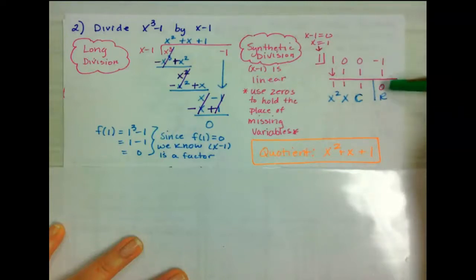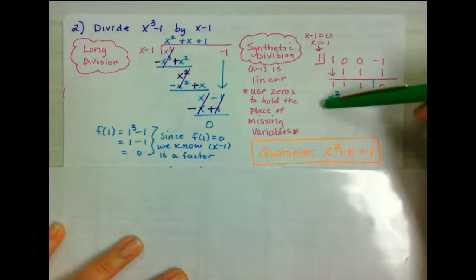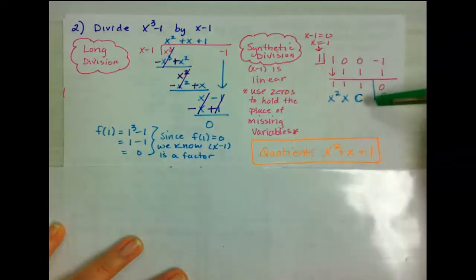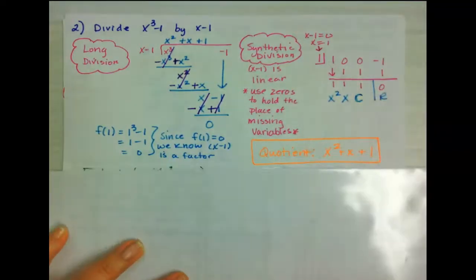Negative 1 and 1 gives me a 0, which is what I wanted it to do since I'd already tested that value. So there's my remainder, my constant, my x, and my x squared. So the quotient is x squared plus x plus 1. And when we factored, what did we get a minute ago? x squared plus x plus 1. Okay, so that's the quotient.